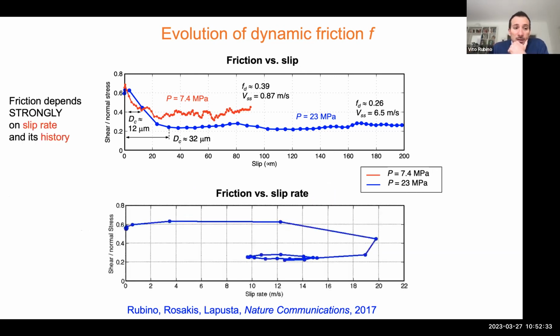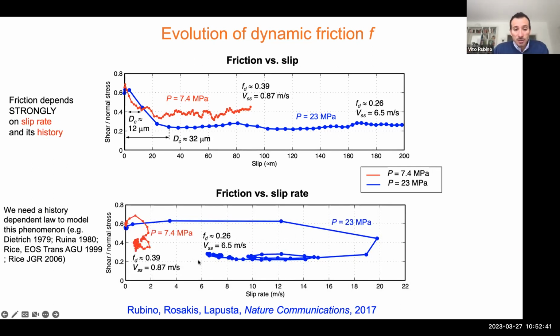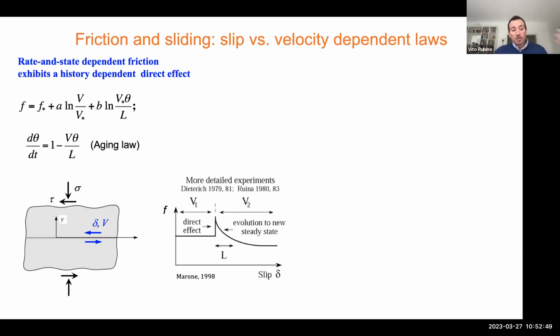Now if we plot friction against slip rate, we see a pronounced dependence, and of course a substantially different behavior for the two cases with different slip rate history. So now, to interpret this, we can start using rate and state friction.